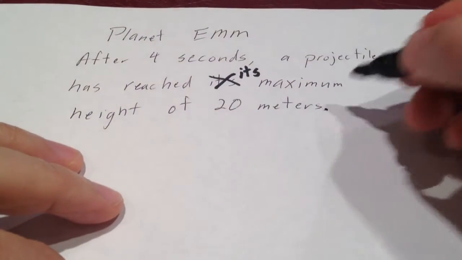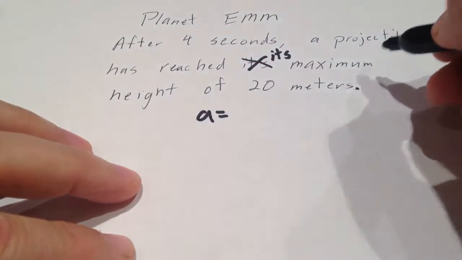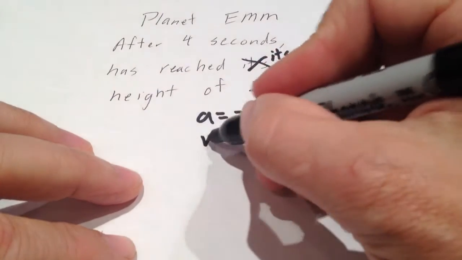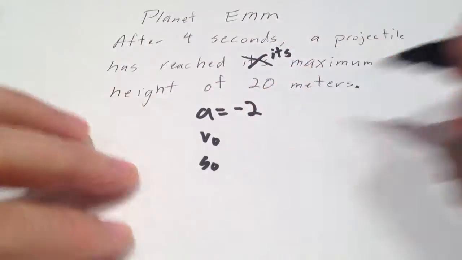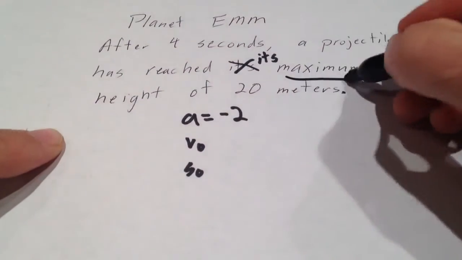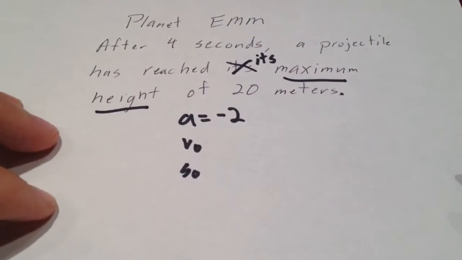This is really difficult, because oftentimes we'll say, well, I know that the acceleration, it's in meters, so for planet M it's -2, but my velocity and my starting point, I don't know that at all. And that's probably the question, is what was the velocity or the starting point, or when did it land? It seems like we don't have enough information. But the key here is maximum height. This is telling you that is the vertex.